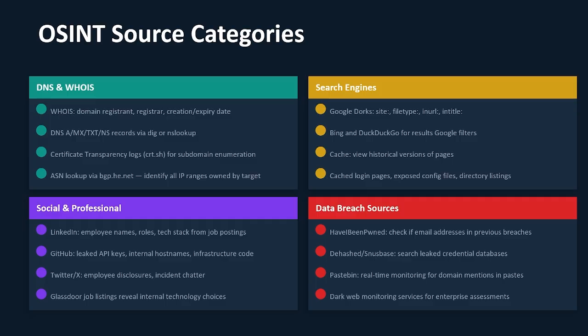Bing and DuckDuckGo, there's also Yahoo, there's a bunch of other search engines. Google will sometimes filter their results, and so going to multiple other search engines is commonplace these days. You can also look at the cached view or the historical versions of those pages.